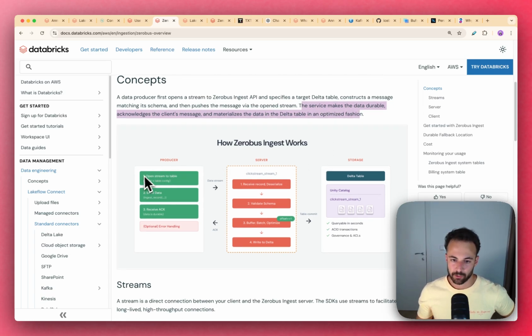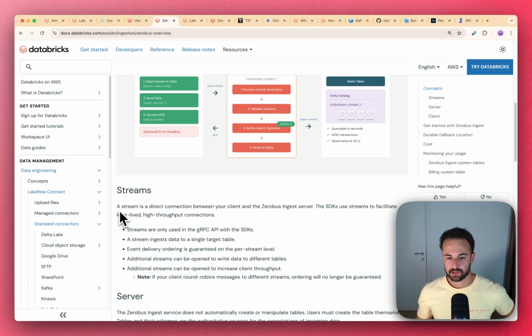Producer, open table, open stream to table, send the data, receive an acknowledgement, and the server does this. It retrieves the record, it serializes it, it validates the schema. This is pretty cool. It buffers, batches it, and optimizes it, et cetera. Then it writes to Delta. At step 3, when it buffers it in its local storage, let's say, it acknowledges something back to the producer, then eventually commits to the Delta table.